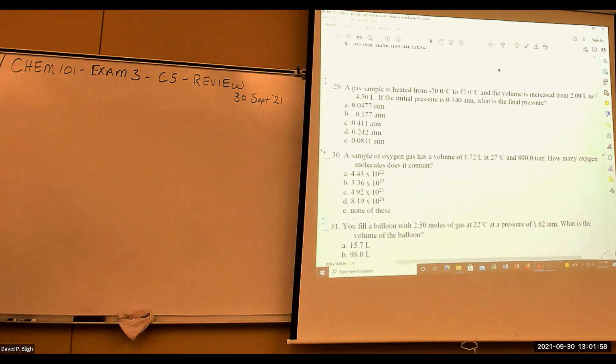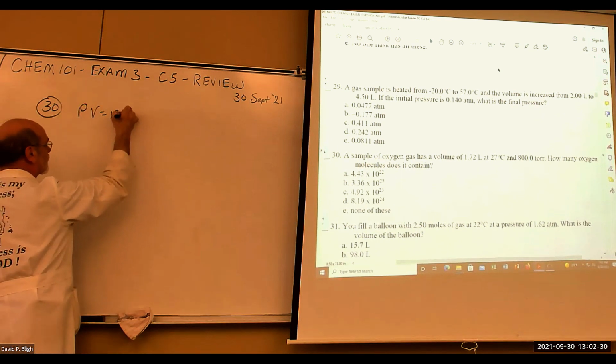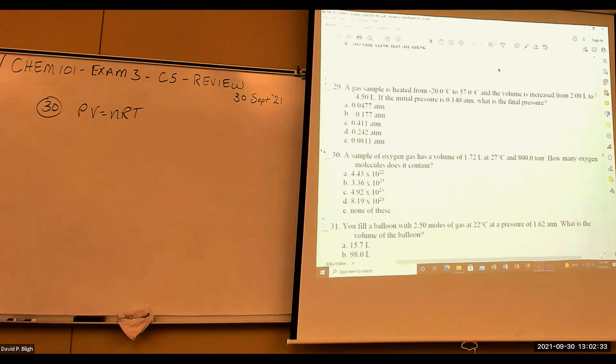All right, that was 29. Let's see. Do I want to do 30 also? All right. A sample of oxygen gas has a volume of 1.72 liters at 27 degrees and 800 torr. How many oxygen molecules does it contain? Before, after, or state? This is a state, right? You've only got one value for each of the variables. So that means we have to use the ideal gas equation.